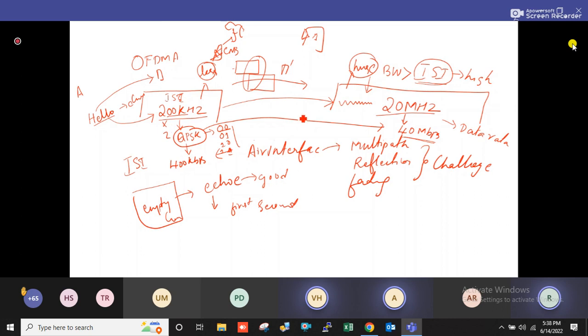So to counter this, what the standards thought was, why can't we divide this 20 megahertz into small frequencies, a smaller frequency, and the smallest frequency they chose in LTE was 15 kilohertz.